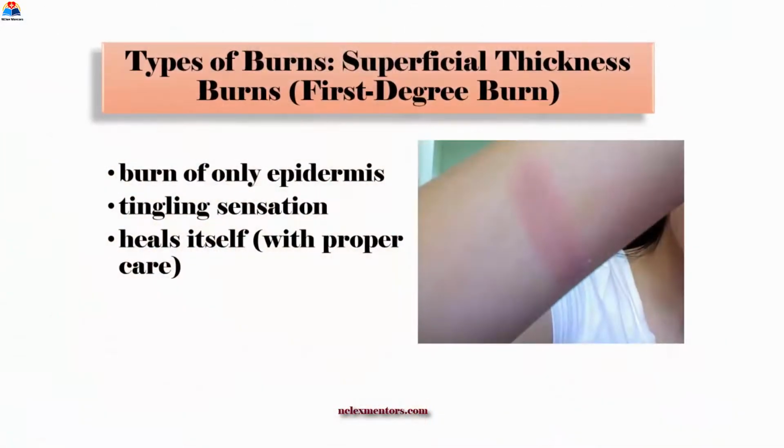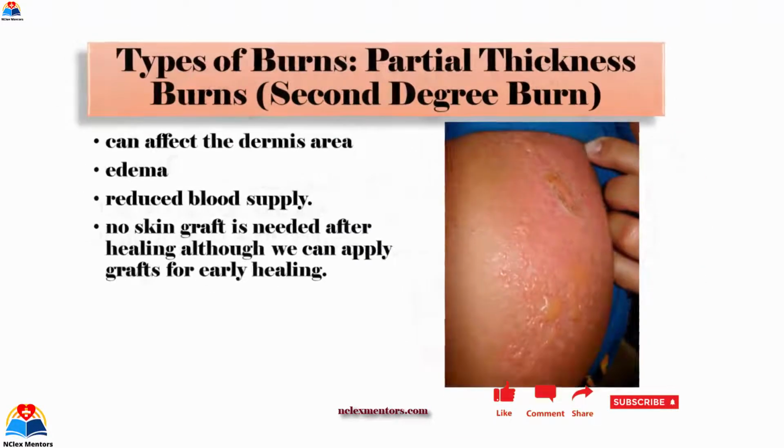On the basis of burn depth, we can classify the burns into the following types. First, we have superficial thickness burns, in which there is a burn of only the epidermis and the patient feels a tingling sensation and intense pain. Basically, this type of burn heals itself. Next, there are superficial partial thickness burns. The burn can affect the dermis area, and there could be edema causing reduced blood supply.